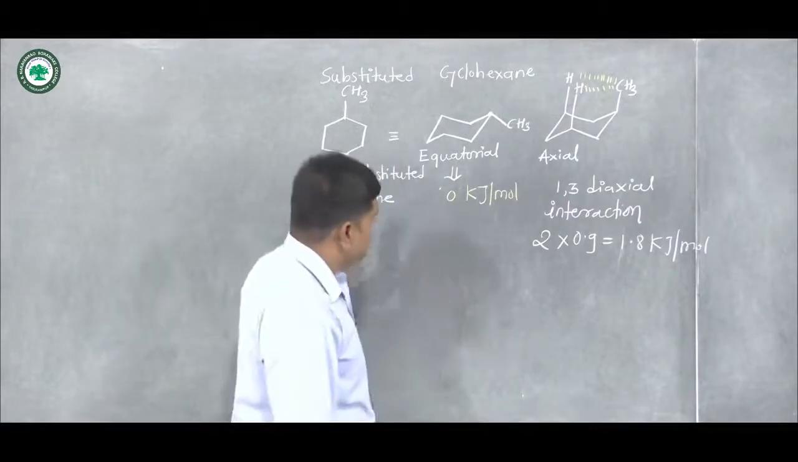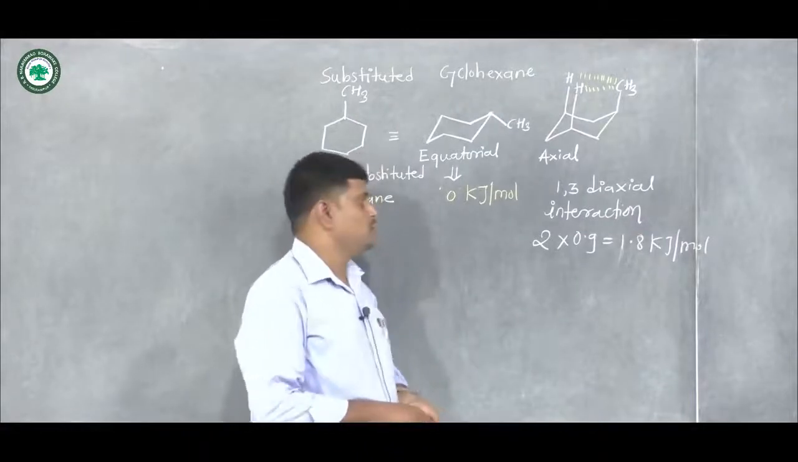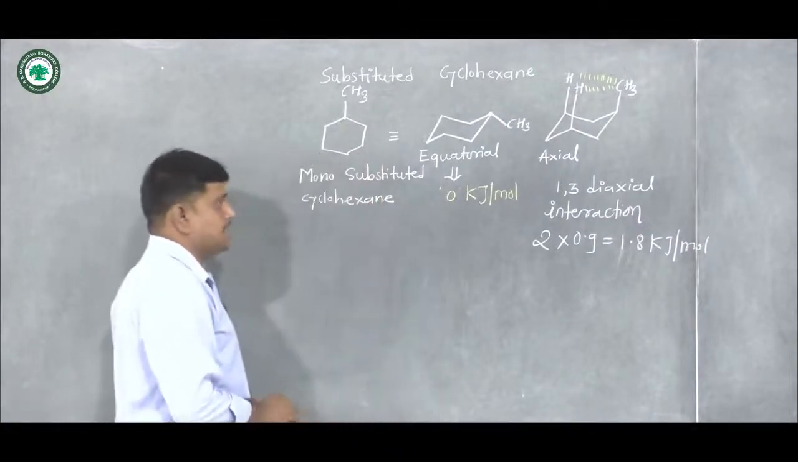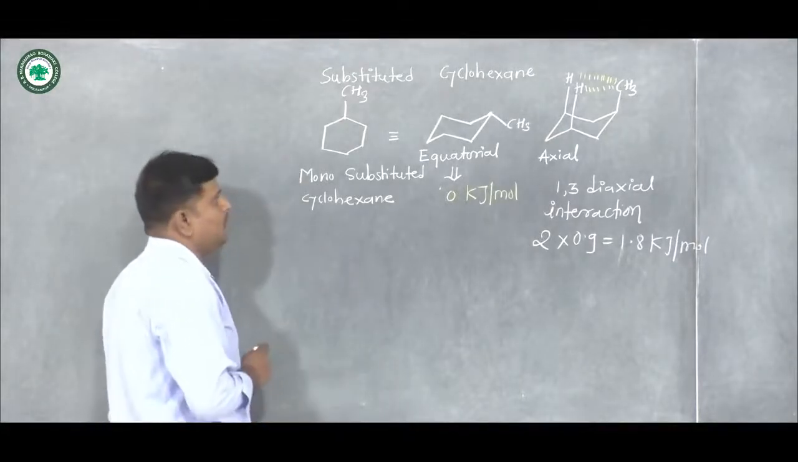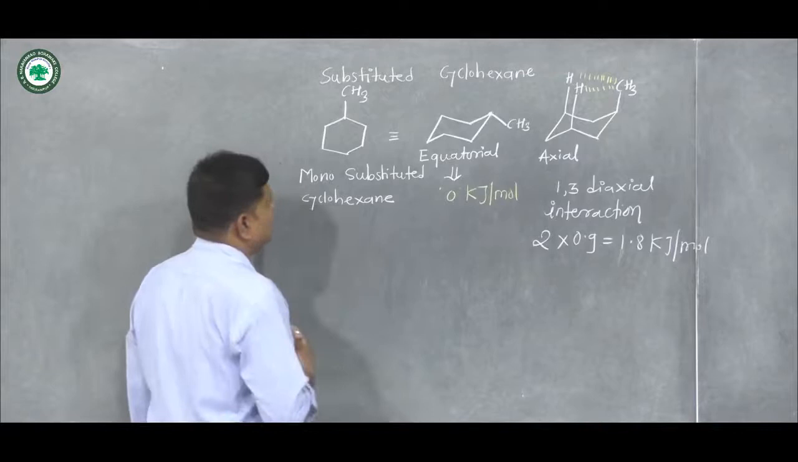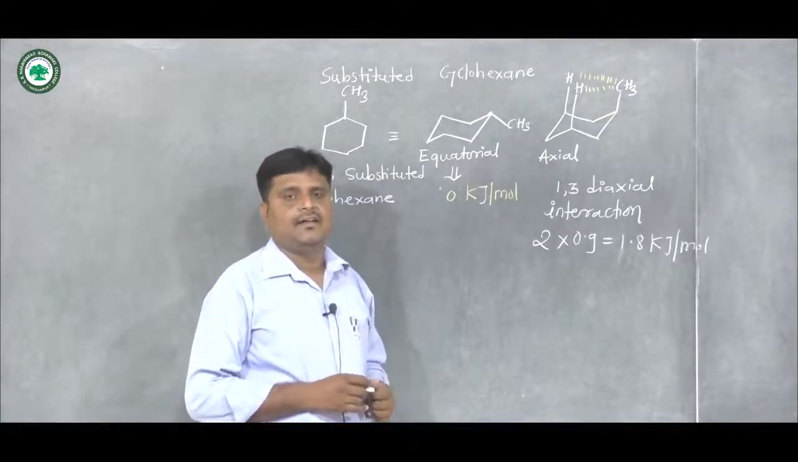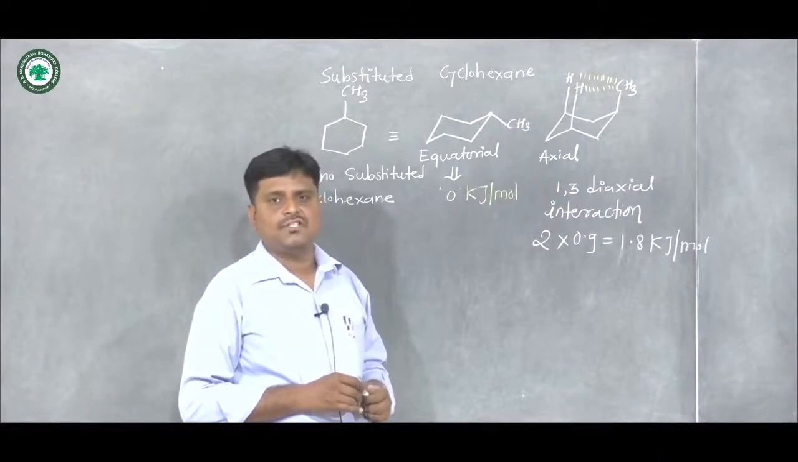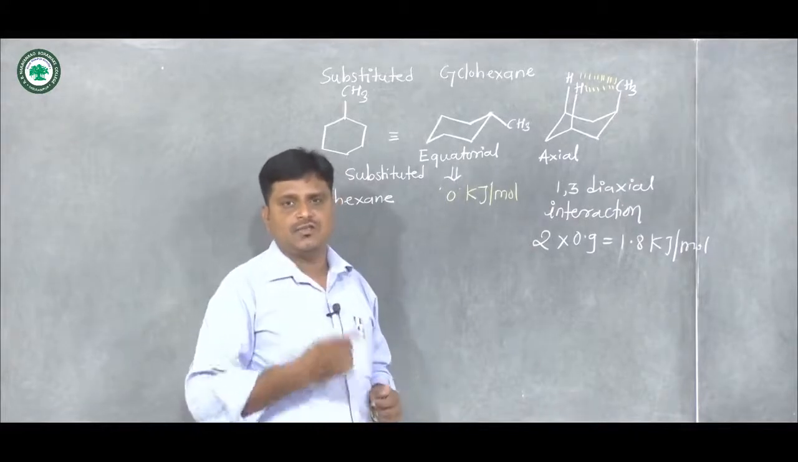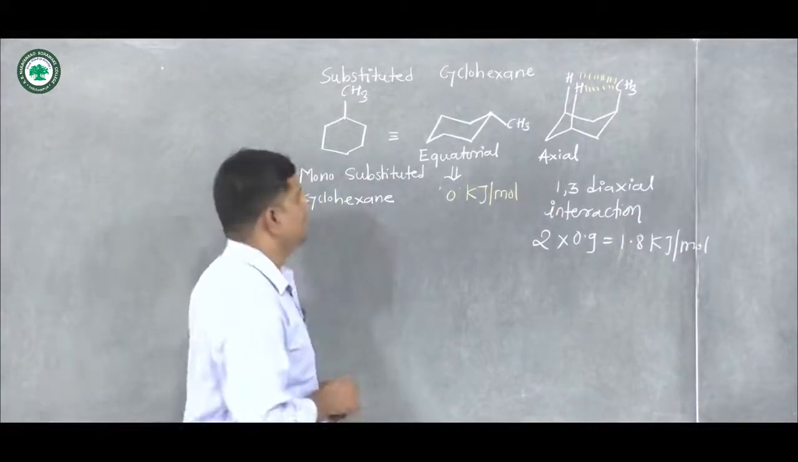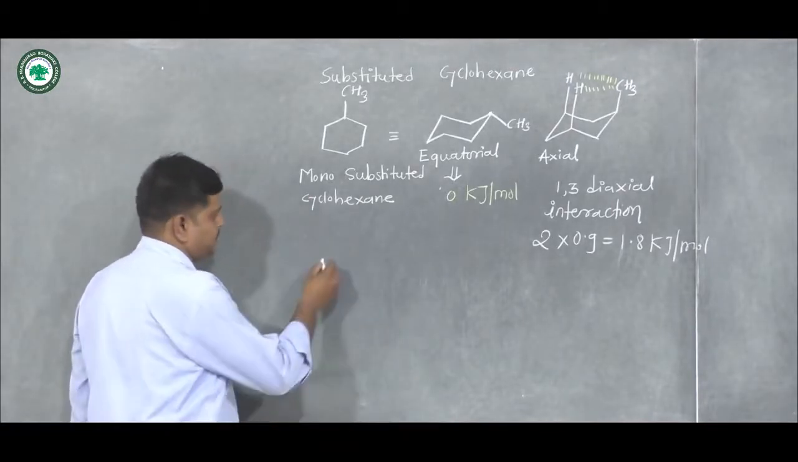Okay, and in case of an equatorial substituent there is 0 kilojoule energy, and this is a theoretical calculation. Then we go for another type having two substituents, and out of the 12 hydrogens present in the cyclohexane, we replace any two hydrogens from the adjacent carbon atoms or different carbon atoms.